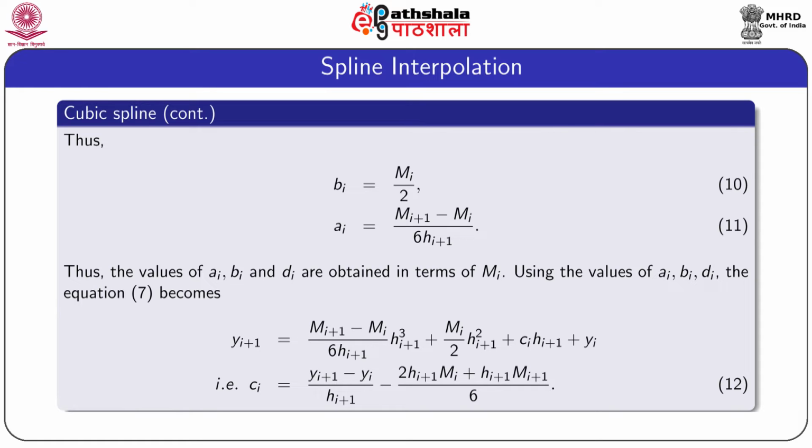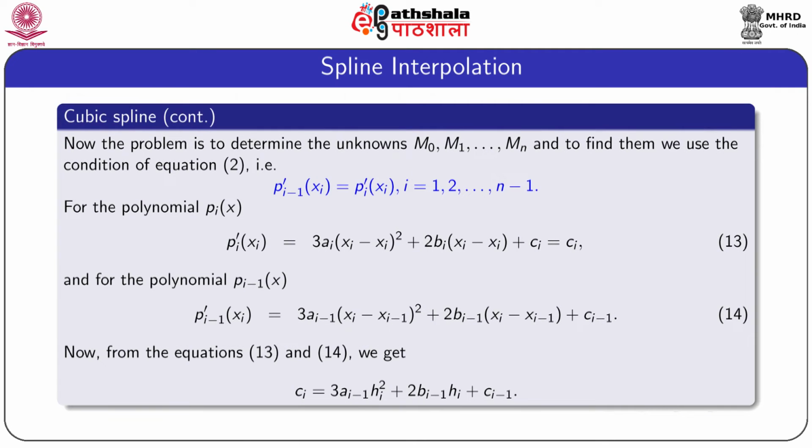Therefore, we can say that the values of a_i, b_i, c_i and d_i are available in terms of the unknown quantities M_0, M_1 to M_n. To find these values we use condition 2 mentioned in the first slide. That is, the first derivative of the polynomial p_{i-1} and the first derivative of the polynomial p_i are equal at the point x_i, for i equal to 1 to n-1. So, for this condition we obtain another equation.